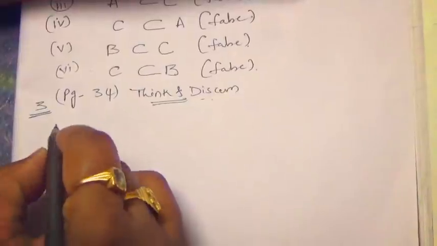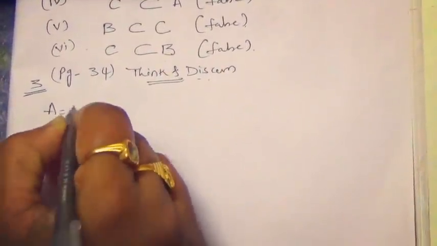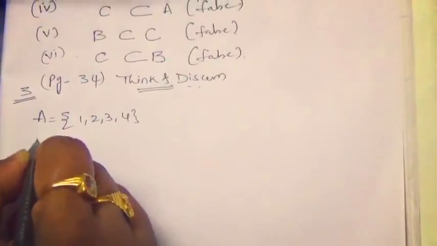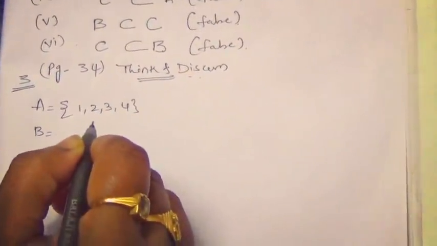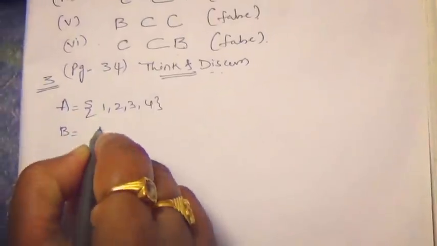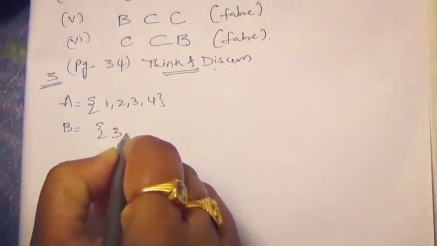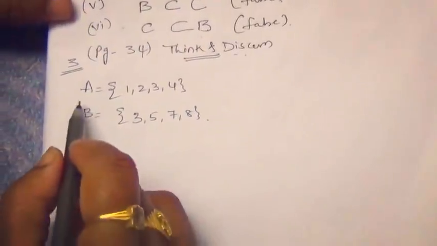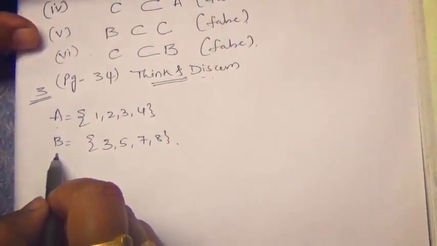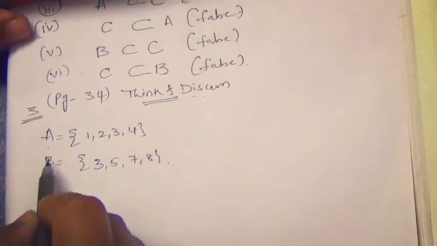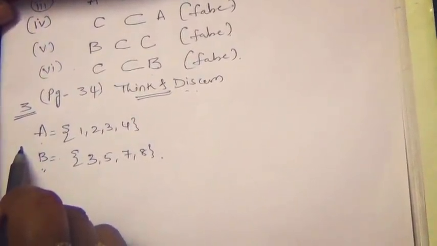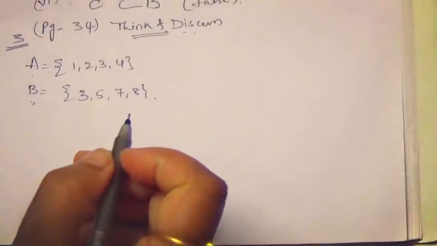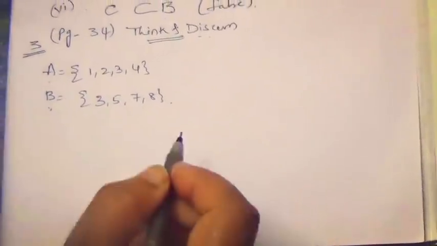So look at here. Two sets we have to take, that is A is equal to {1, 2, 3, 4} and B is equal to, the two sets are not a subset, so {3, 5, 7, 8}. Here A set is not a subset of B and B set is not a subset of A. So these two are different sets, right? These two are not subsets of each other.